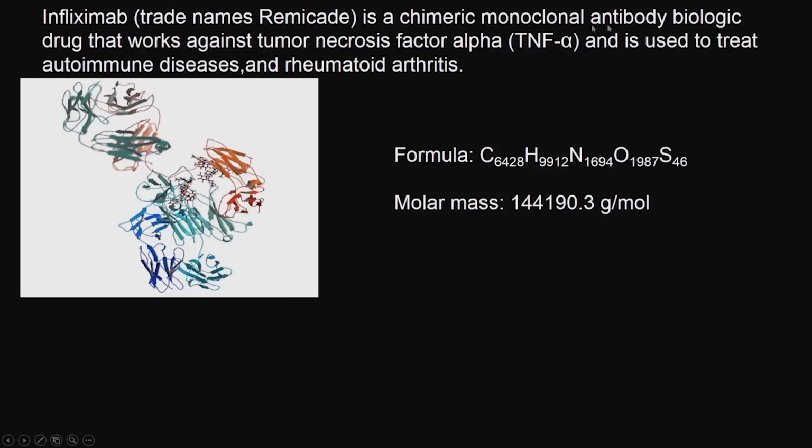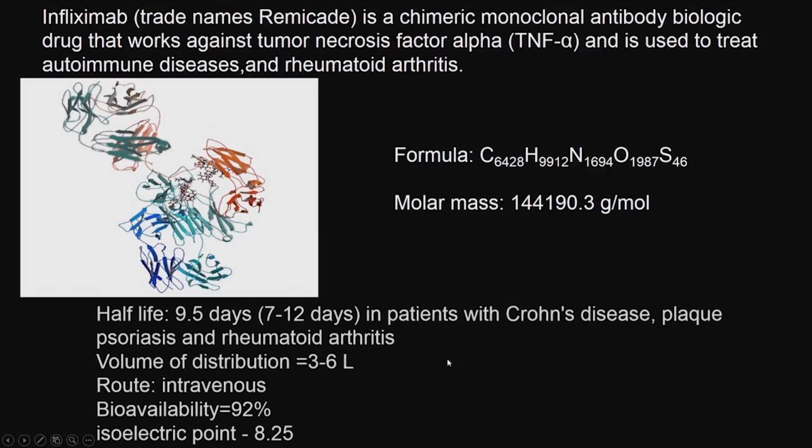This is a chimeric monoclonal antibody that works against TNF-alpha and is used to treat autoimmune diseases and rheumatoid arthritis. Again, this is a large molecule, it is a protein, it is a chimeric protein. So, 144,190. Obviously it is given intravenous here.